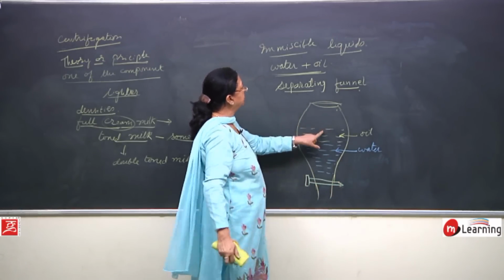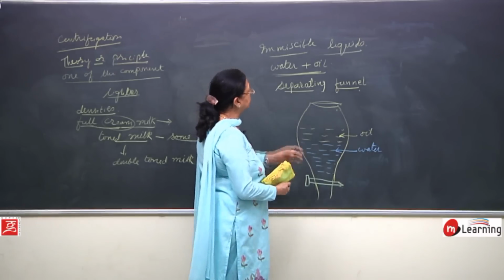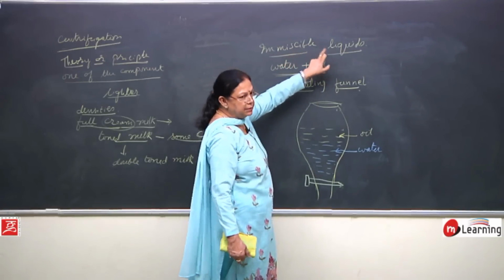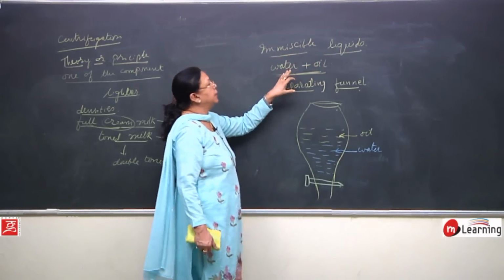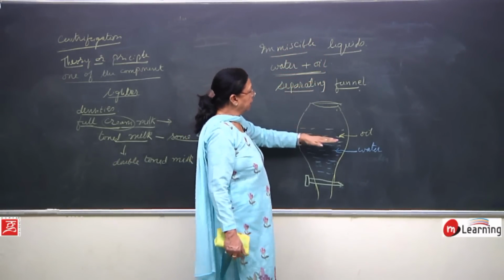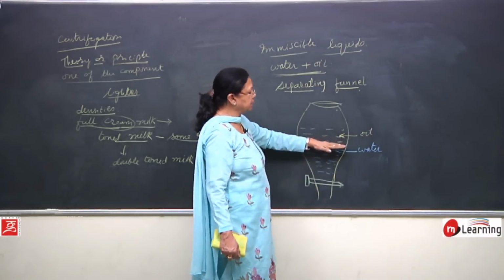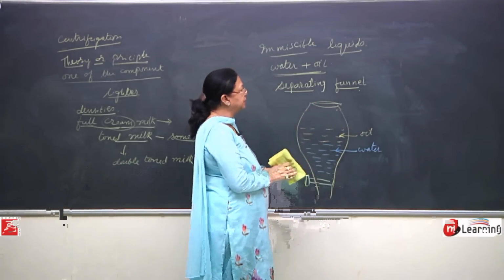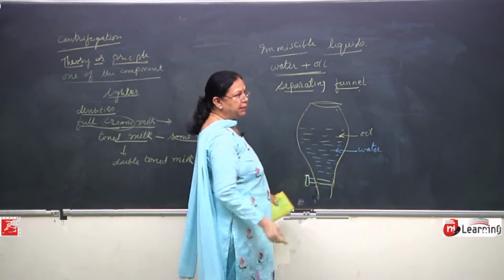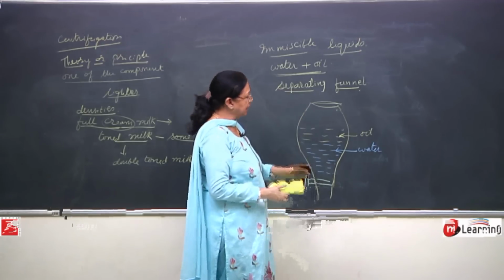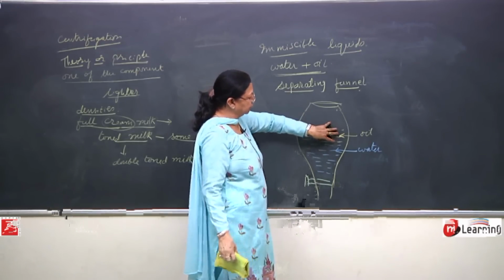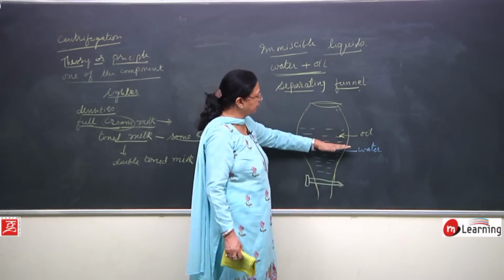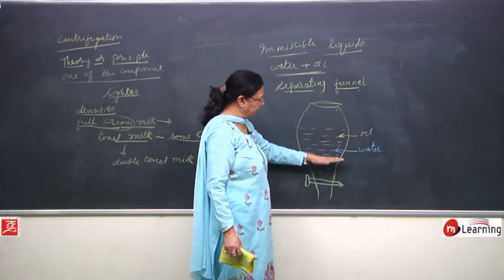Now, this is the separating funnel. In this separating funnel, you have taken two immiscible liquids. Immiscible liquids mean they will not mix with each other. Example is water and oil. Why will they not mix with each other? Because they are immiscible. And what is the principle? What is the theory of this method? The density. Density means that one which is lighter will remain up, and one which is heavier will go down. So, you have two different layers, that is oil and water.